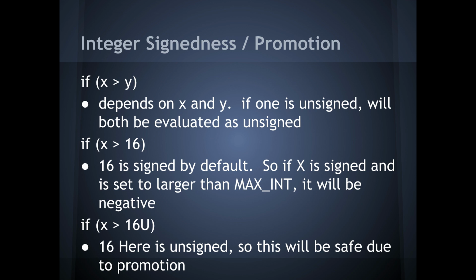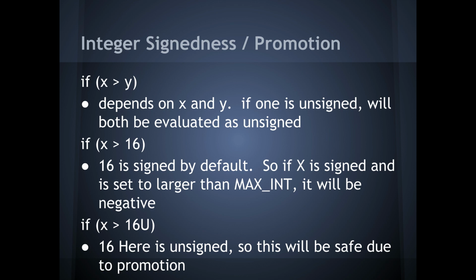So the first statement, if x is greater than y, really depends on the type of x and the type of y. If one is unsigned, both will be evaluated as unsigned. As I stated in the past lecture, the integer promotion rules are complicated, but usually unsigned wins. I should go on the record and say that that's not always the case, and I may be wrong sometimes, because I don't understand all of the integer promotion rules. They are quite complex.